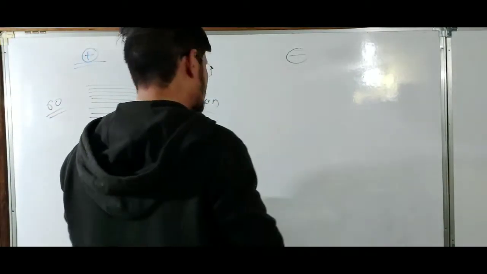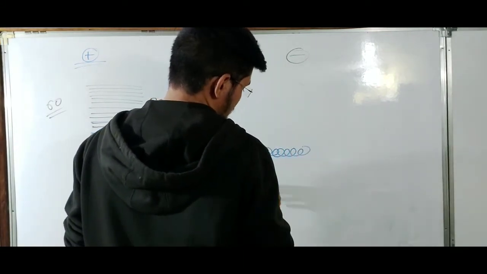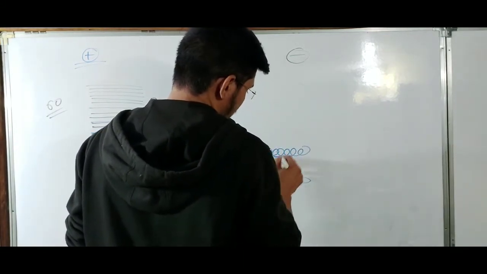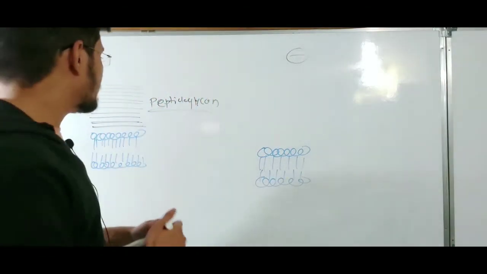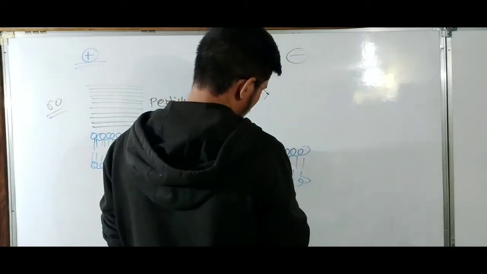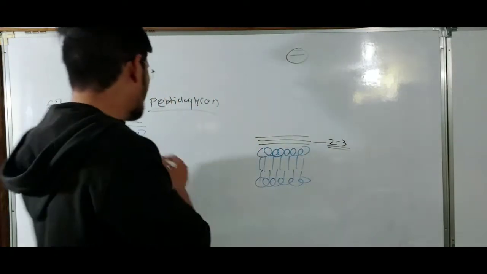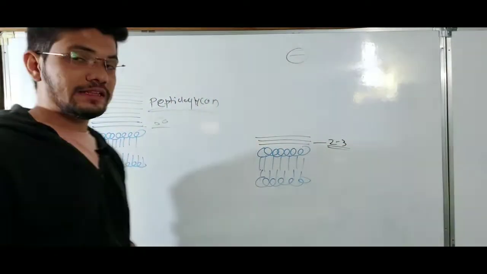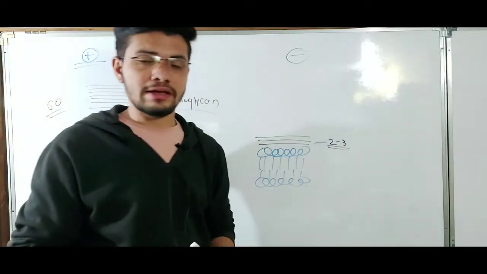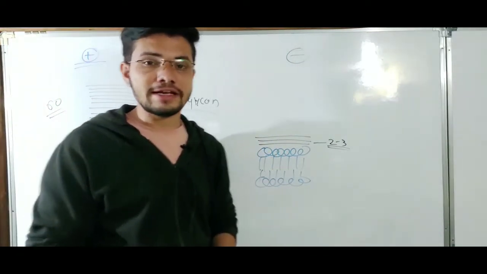If you look at the structure of the gram-negative cell wall, the plasma membrane is also present, like in the positive bacteria, but these layers are too thin. Only 2 to 3 layers will be there, whereas up to 60 layers of peptidoglycan are there in the case of positive bacteria, but only 2 to 3 layers in the case of negative bacteria.